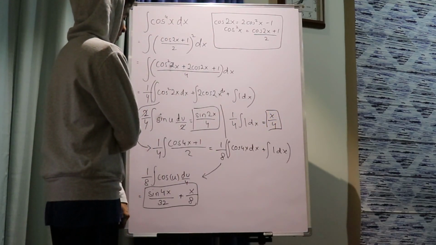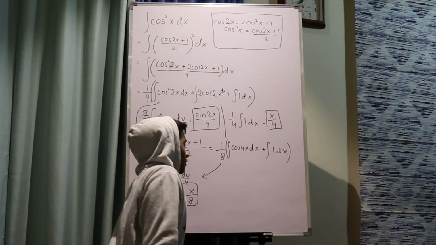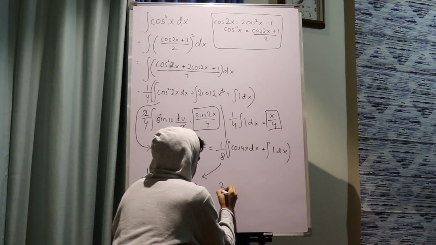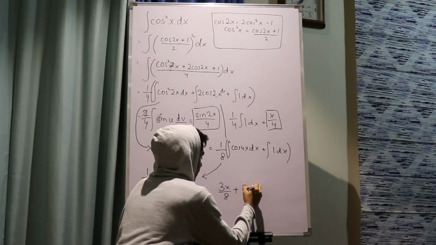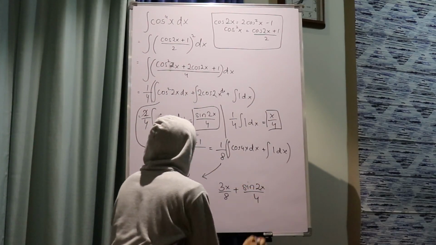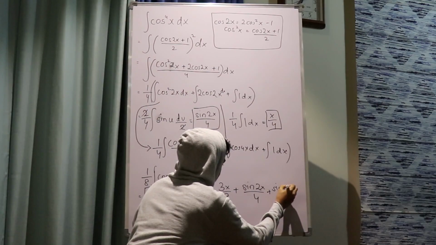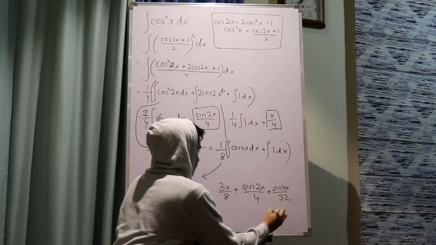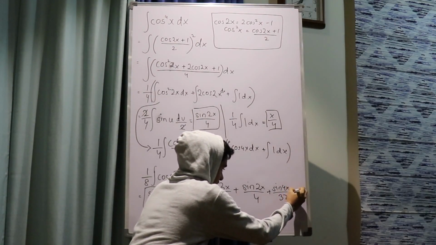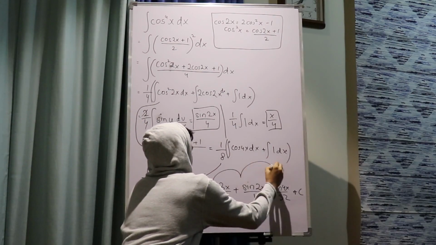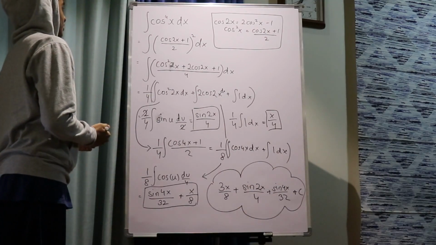So add them all up and we get the final answer as x over 8 plus x over 4, which is nothing but 3x over 8. So 3x over 8 plus sine of 2x over 4 plus sine 4x over 32. And of course, last but not least, the constant of integration. So that's plus c. I'm going to put that in a bubble. So that's your final answer.